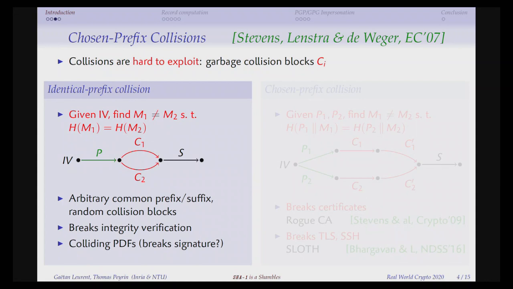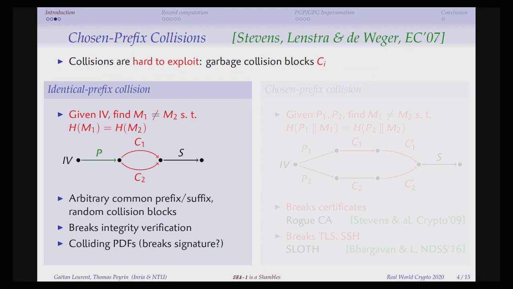So why is a broken function still used? Well, one of the reasons is that a collision attack is relatively hard to exploit to really break something in practice. Because what is a collision attack? Basically, you run a very big computation, and at the end, you get two messages that collide, but that are basically garbage. So it's hard to really do something useful with it.